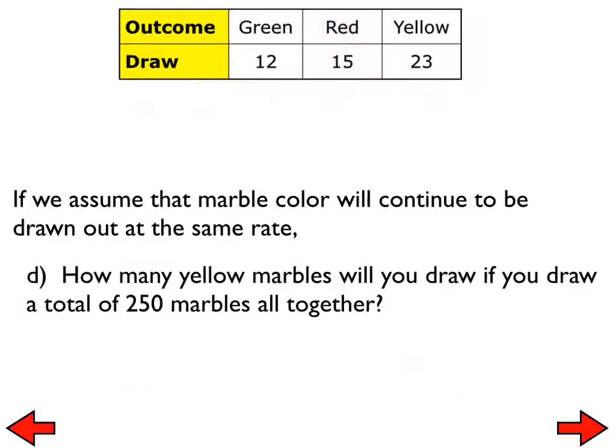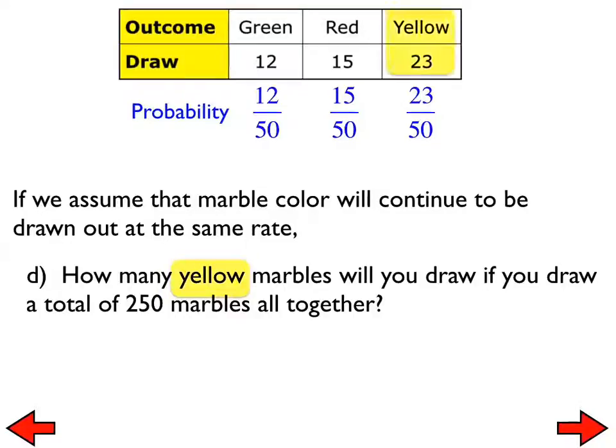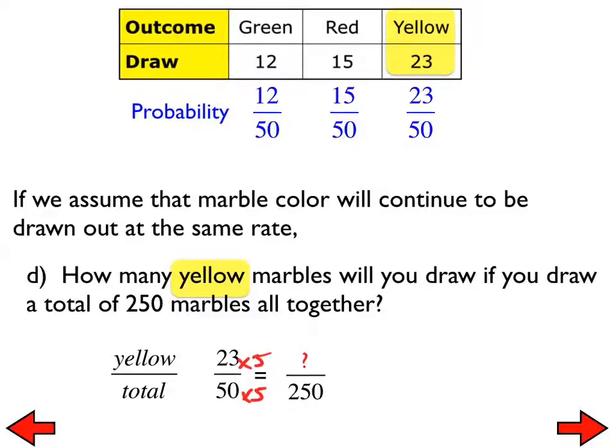And then part D, same situation, but this time how many yellow marbles can we draw if we draw a total of 250 marbles altogether? Yellow, the original, was 23 out of 50. We're assuming we draw them out at the same rate. And so we have a situation like this. We're trying to figure out what that numerator would have to be. So we would have to multiply 50 by 5 to make 250. We multiply that by 5, and that would give us 115 of the yellow marbles. Okay?